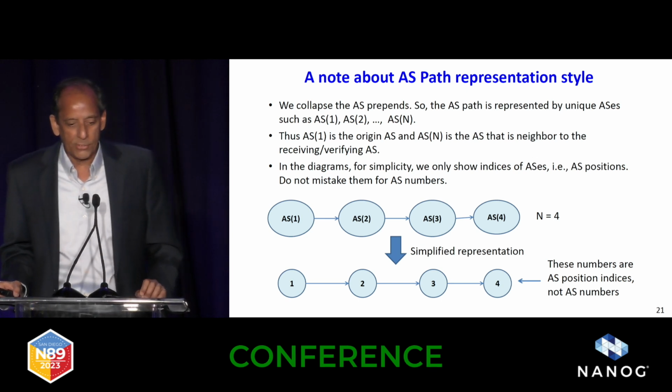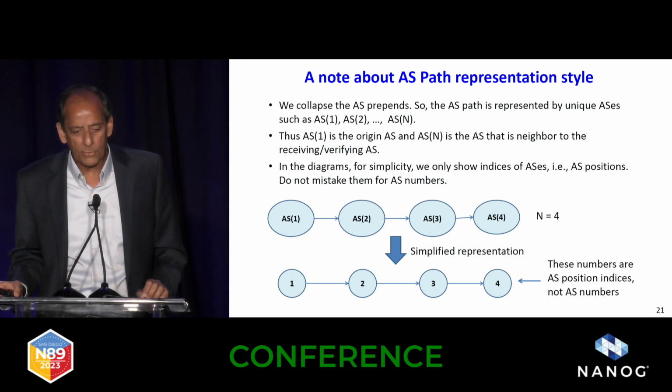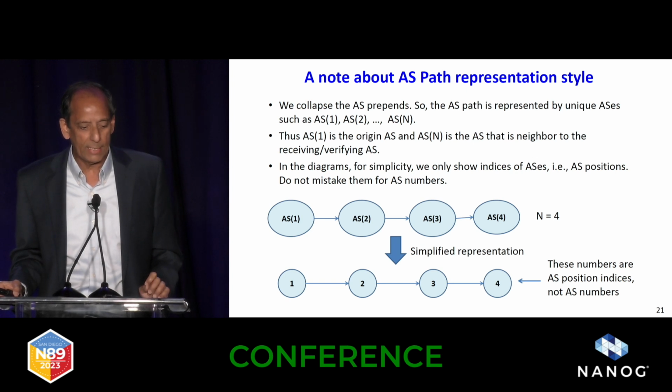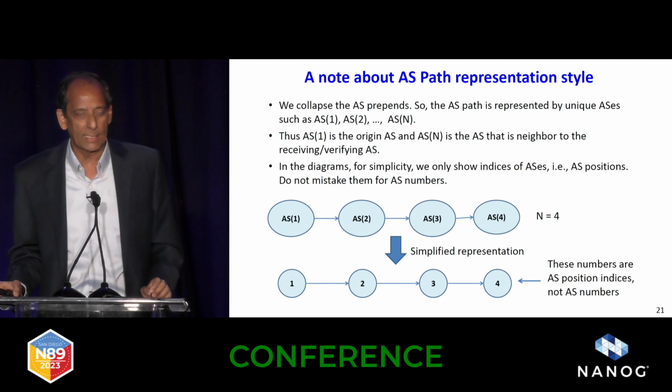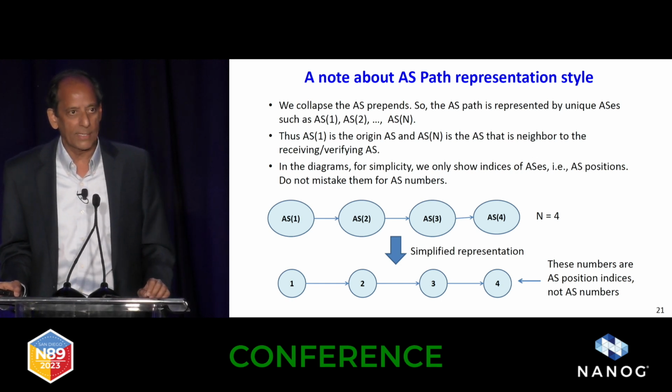In the notation that you will see going forward, we are doing a little simplification. It's a sequence of ASs, 1, 2, 3, 4. And these ASs represent the unique ASs in the path. For simplicity, we represent them as 1, 2, 3, 4. 1, 2, 3, 4 don't mean that they are the AS numbers. They simply mean the position of the unique AS in the path.